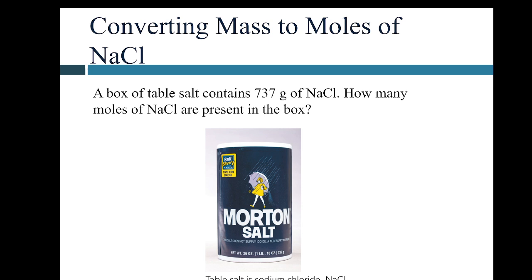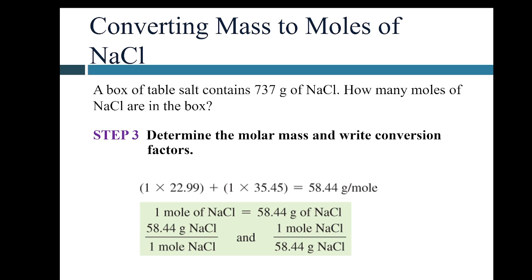Okay. So, again, we go, what do we have? What do we need? How do we get there, right? We're in grams. We want to be in moles. What do we know that relates grams to moles? Molar masses from the periodic table, right? We have a formula here. So I take my formula for NaCl, and I look up my periodic table. Na has a mass of 22.99. Cl has a mass of 35.45.